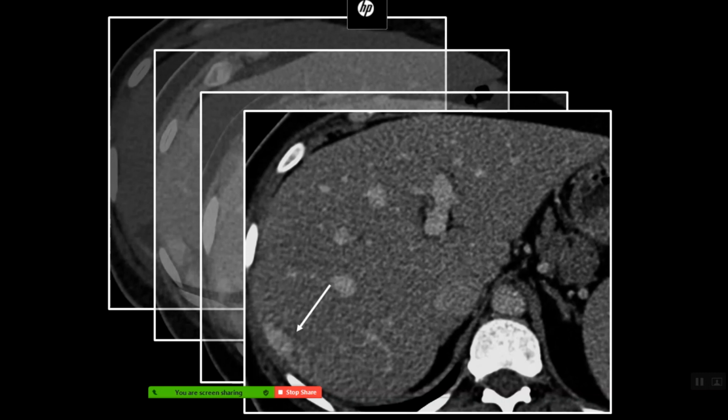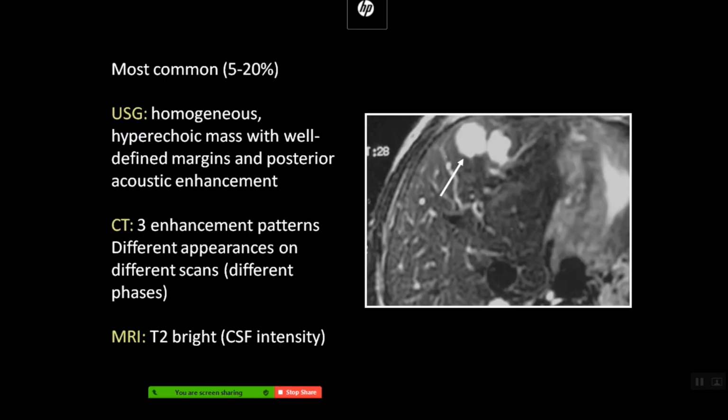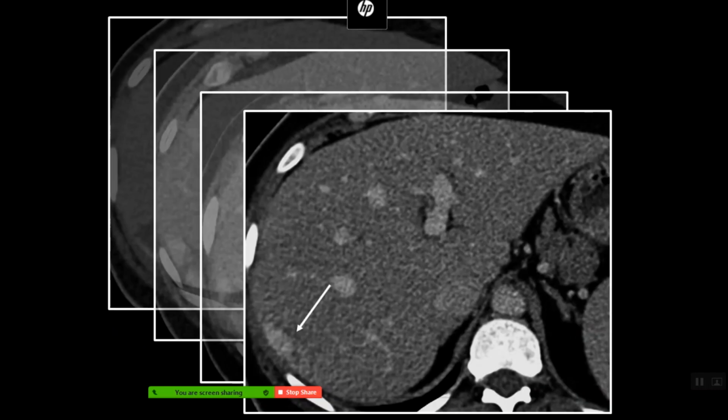But we know this is a hemangioma when you see this, right? So then you can confidently call it a hemangioma. Okay. So the first time point you might call it an indeterminate lesion, right? But then the next time point you should call it a benign lesion. You should call it a hemangioma. Don't keep calling it indeterminate at every time point.